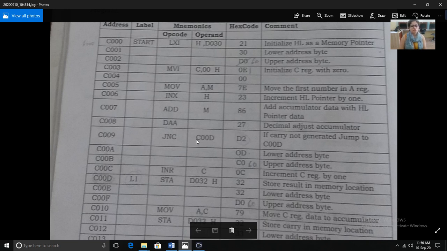Now look at this instruction. If we have to jump to 600D, this is the hex code of the JNC instruction. D2 is the hex code. You have to write D2 as it is because this is a hex code. This is not a memory address. So you have to write it as it is. Now the lower address byte. This is the address where we have to jump. So we have to type the address in hex code. The lower address byte of this address is 0D.